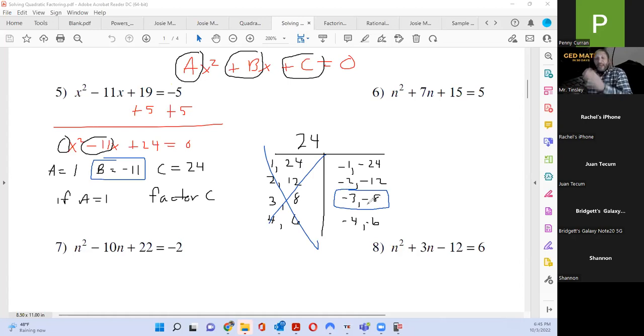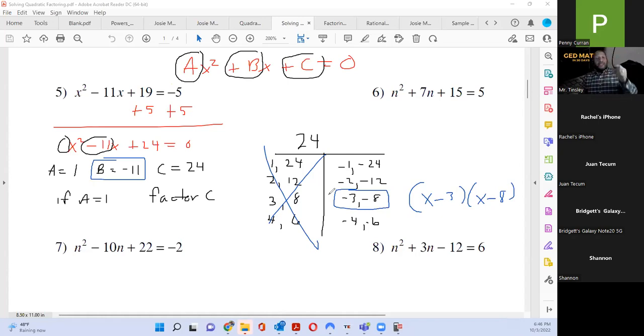Now, once you find those pairs, watch this. X minus 3, X minus 8. This is what they want you to do. But if they give you multiple choice, you just plug them in. That's a whole lot of work. But you should be able to take a quadratic equation and factor it.